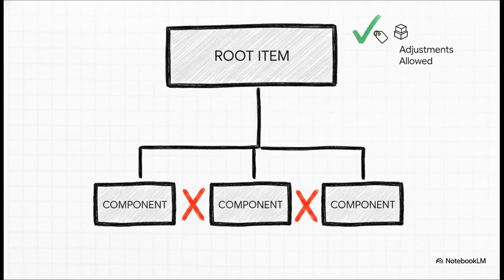Otherwise, the whole roll-up breaks. Second, remember those tier and attribute adjustments we just talked about? You can only apply them to the root item, not the individual components. And finally, if you want a specific component to be cheaper only when it's bought with a specific model, you can set a model-specific price, and that will completely override the standard component price.